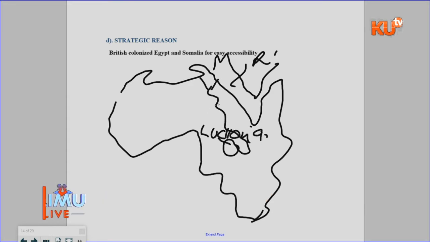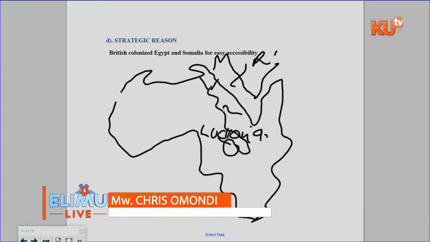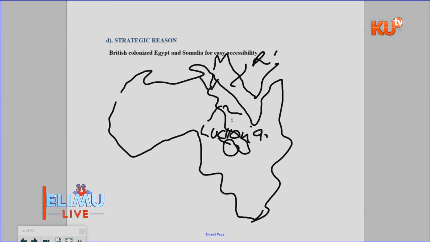Lake Victoria is around this part. Then we have the branches which are called the tributaries, and then it forms a delta here. The Nile has a delta, then you have the tributaries. Then this Nile, as it stretches all the way from Lake Victoria going to Uganda and Kenya, it was influenced by the British. And also Somali is here.